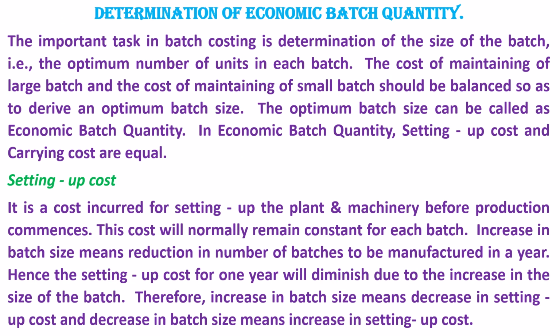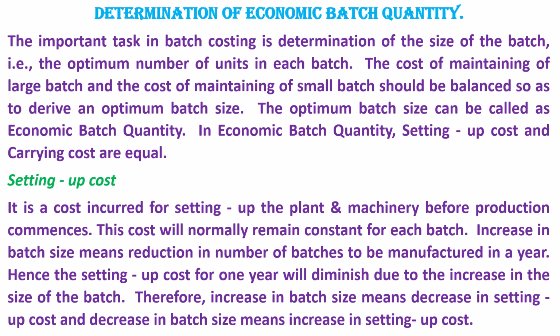Determination of economic batch quantity. The important task in batch costing is determination of the size of the batch, that is, the optimum number of units in each batch. The cost of maintaining of large batch and the cost of maintaining of small batch should be balanced so as to derive an optimum batch size. The optimum batch size can be called as economic batch quantity. In economic batch quantity, setting up cost and carrying cost are equal.